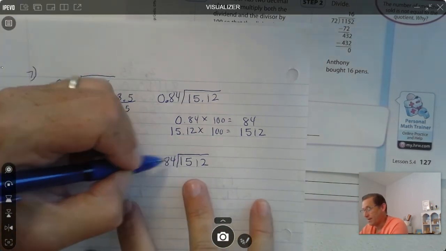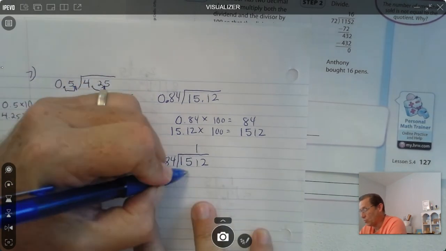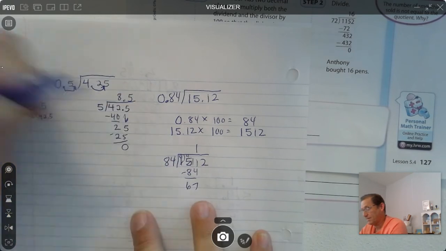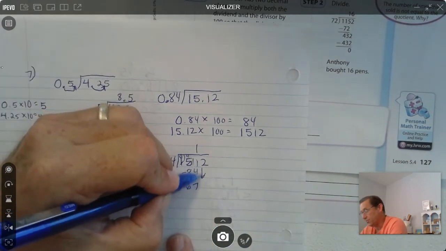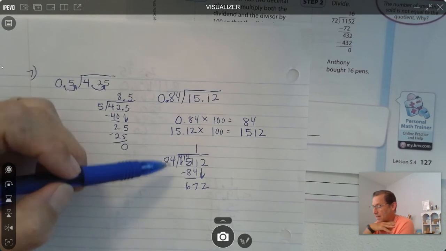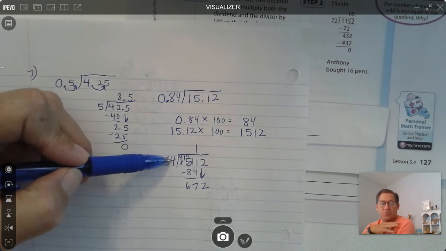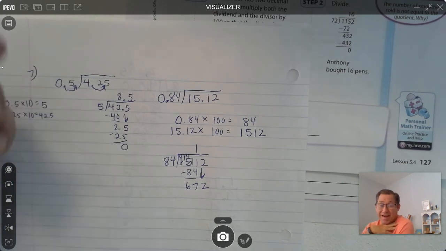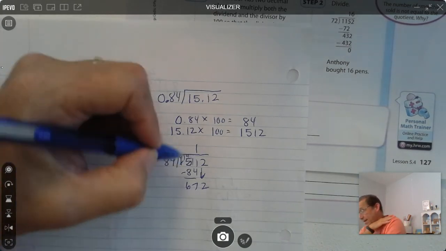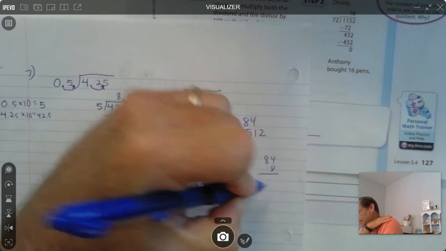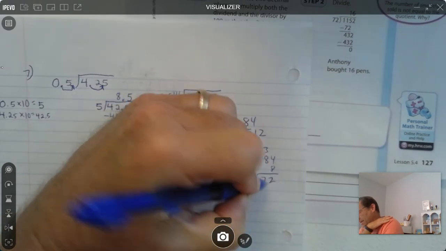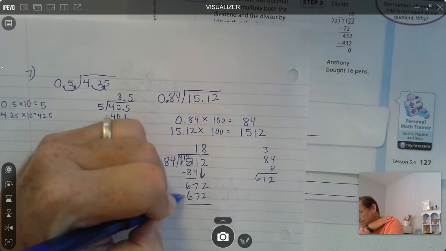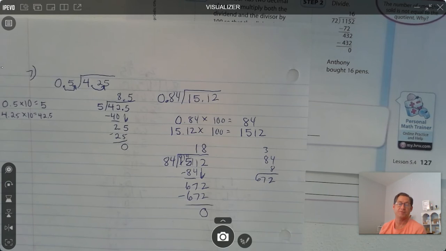So how many 84s can I take from 151? Just one. 67 in my remainder. Let's bring down the 2. 8 times what could end in a 2? 3, but 3 times 8 is 24, so that's not going to be big enough. Maybe 8. 8 times 4 is 32. Let's try 8. Yep. So our answer is 18.